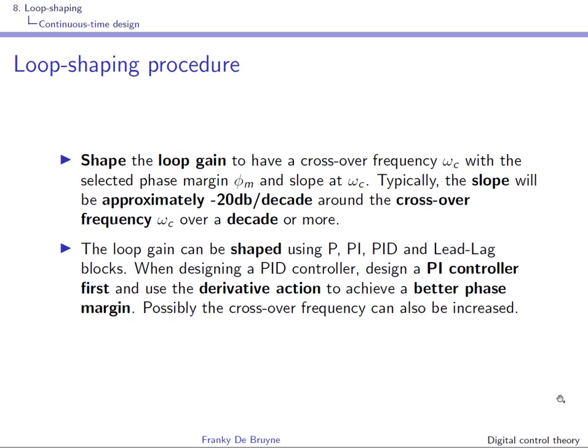Well, the loop gain PC can be shaped using a controller structure, and this controller structure can be simply a P controller, a PI controller, a PID controller, or a lead lag block. If you're designing a PID controller, design a PI controller first, and if you think that you can improve on the performance, add derivative action, and this will allow you then to achieve a better phase margin, right, and possibly push the crossover frequency a little bit further.